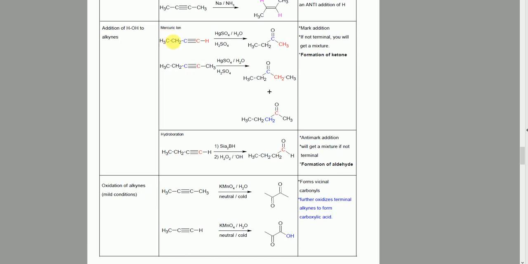So the first box over here, they're showing you 2 different types of the chemistry, so terminal and internal. And they're showing you what happens when I react it with HgSO4, H2O, H2SO4. So the same reagent, there's different chemistries right here. And essentially it's showing that regardless of whether it's internal or terminal, I'm always going to be forming what we call the ketone. The ketone is a carbonyl formation that has 2 carbon groups on both sides of the carbonyl. So the carbonyl is this C double bond O structure.